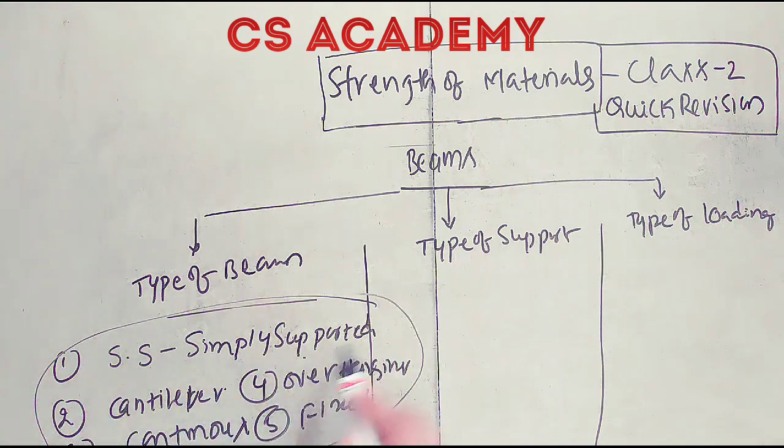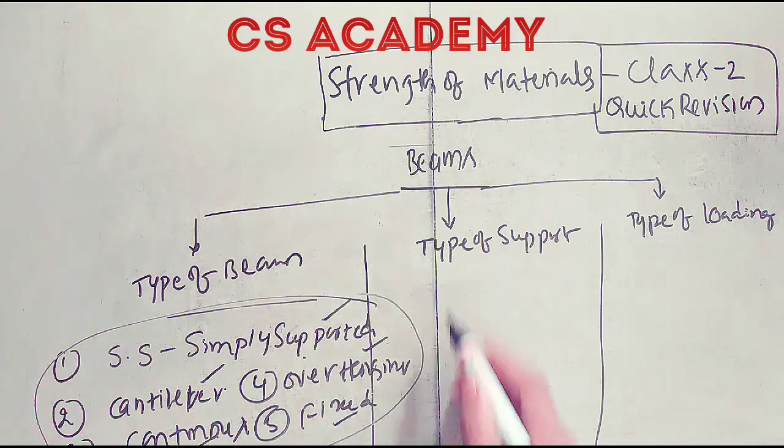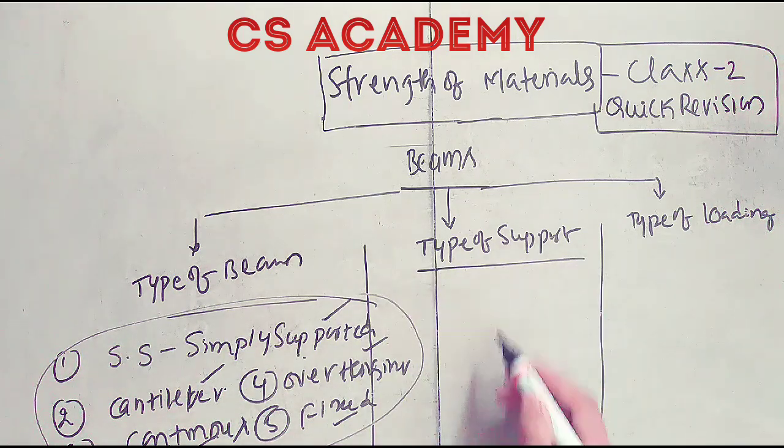First of all, the first support is a simply supported beam, next one is a cantilever beam, next one is an overhanging beam, next one is a continuous beam, and next one is a fixed support beam. What are the different supports that will be there?